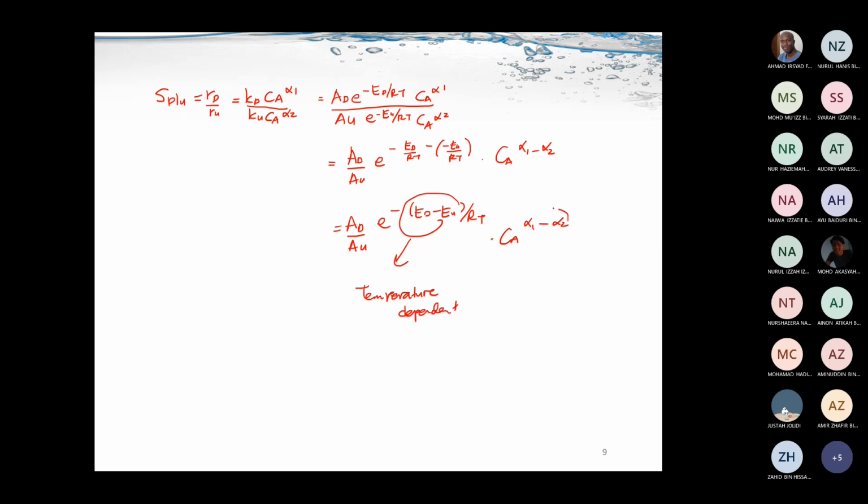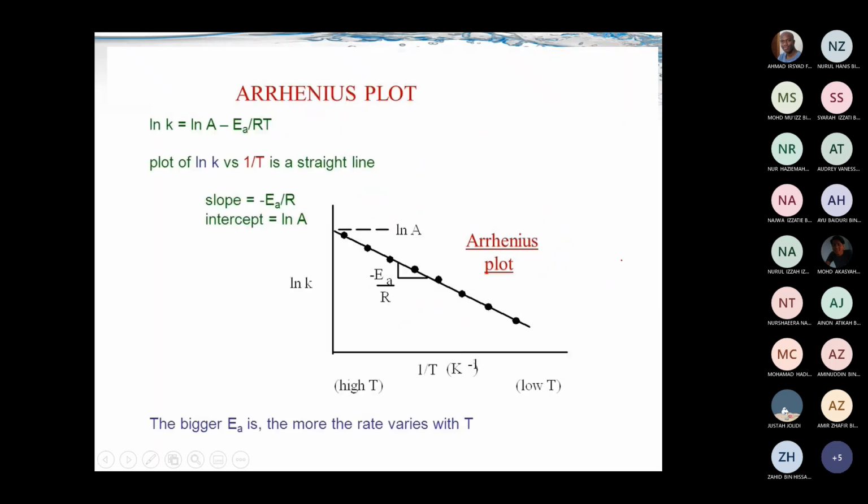And this one is the concentration dependent. Okay.